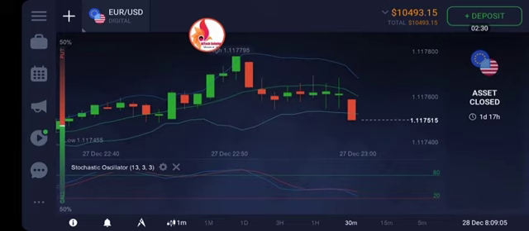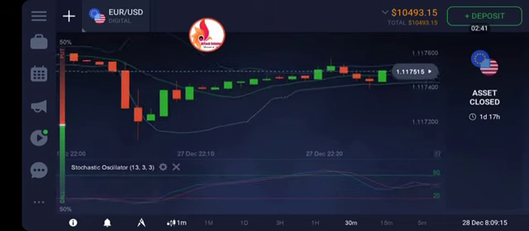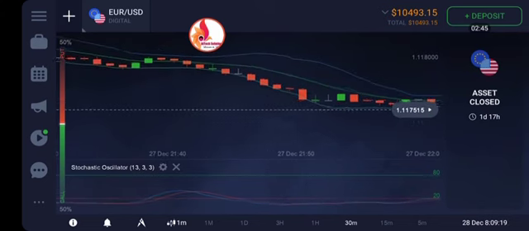Now, this is all we need to start trading. It is all we need. We can scroll the chart to see what is happening in the market.